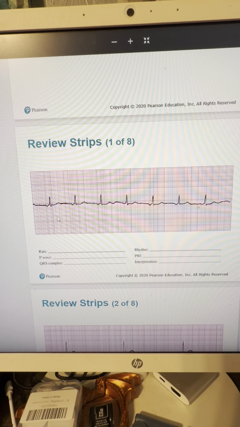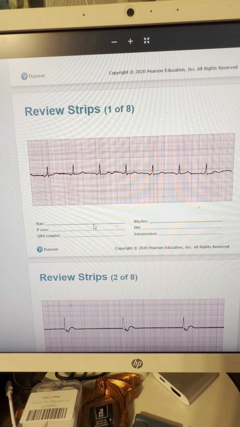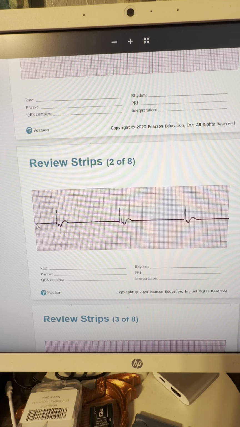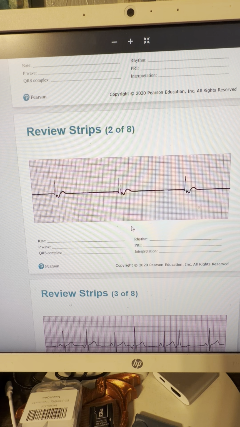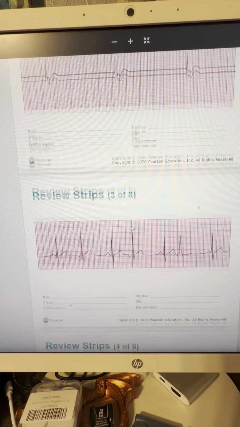Let's look at these strips. All right. So this strip, the rate is 1, 2, 3, 4, 5, 6, 7. So around 70. These are our P waves, and they're significant because they are all inverted. So this is accelerated junctional. This one, the heart rate's 30. There are no discernible P waves. This is just regular junctional rhythm. Or you call it junctional bradycardia if you wanted to.